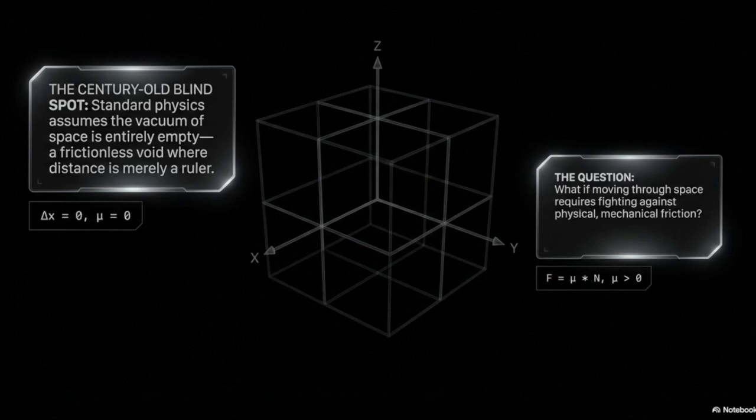This gap exists because of the foundational assumption made over a century ago that the vacuum of space is empty, a smooth, frictionless void, and in that picture, distance is just geometry. But what if distance itself carries mechanical resistance? And before you ask why doesn't it slow down the speed of light, light can pass through mediums and not slow down. Think of light going through glass.